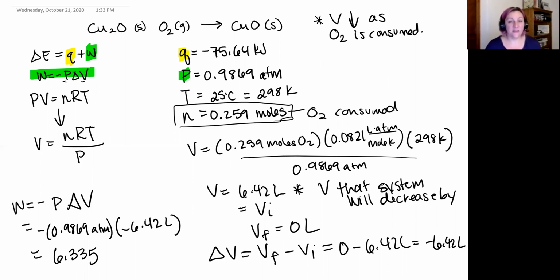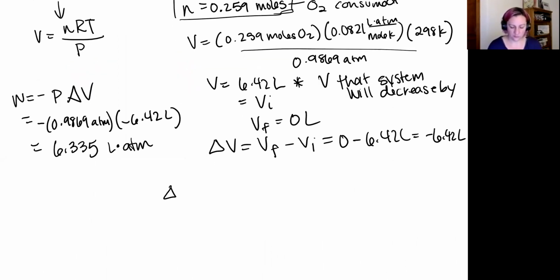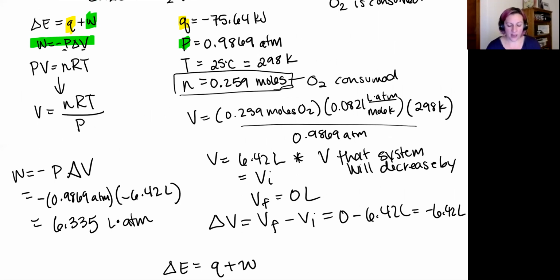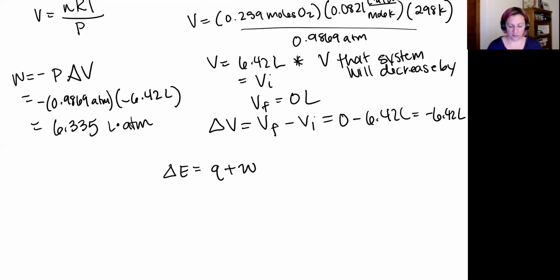So plugging these values into my calculator, I'm going to get 6.335, and my units here are liters times atmospheres. So now I'm ready to start thinking about my internal energy. So I'm going to bring this down here. My heat is that negative 75.64 kilojoules, so I'm going to plug that in here.